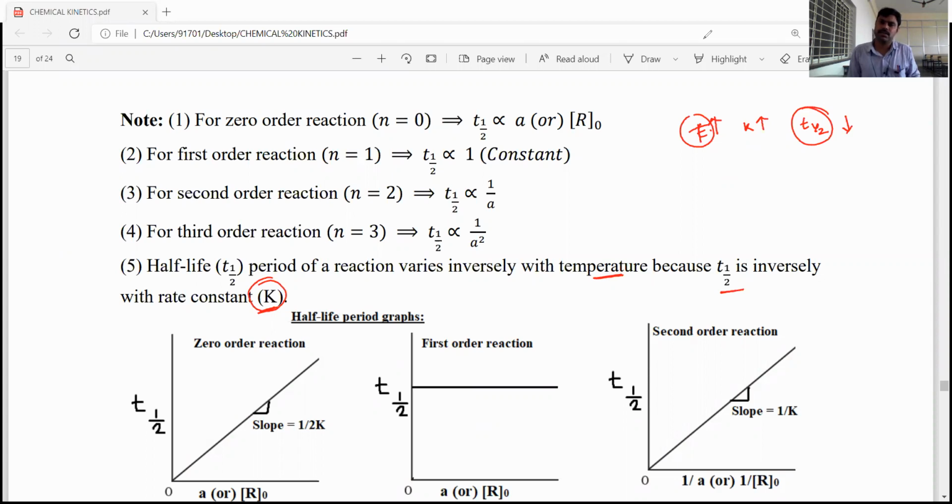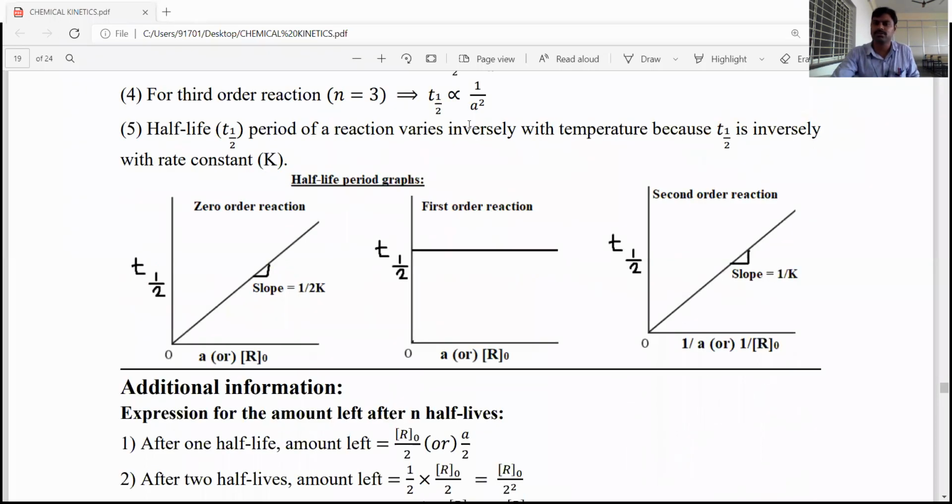Okay, dear students. Now we need to discuss the graphical representation relating initial concentration of reactants with half-life period for zero order reactions. We know very well, dear students, for zero order reaction, half-life period is equal to R naught, or A by 2K. This equation is like y is equal to mx. On the y-axis you take half-life period, and on the x-axis you take initial concentration, and this line goes through the origin, and the slope is equal to 1 by 2k.